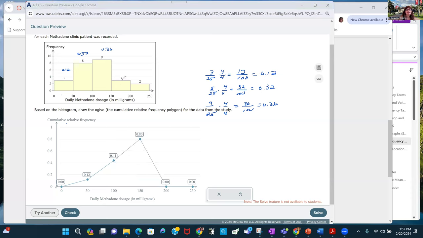And then you've got three again. I don't need to do that again, right? That's 12%. So I'm going to add 12% to 80 and get 92%. And of course, the last one's going to be the last 8%.